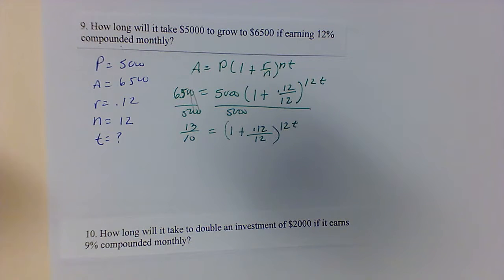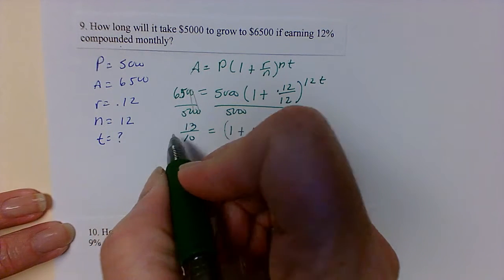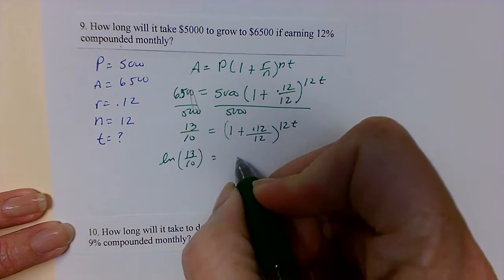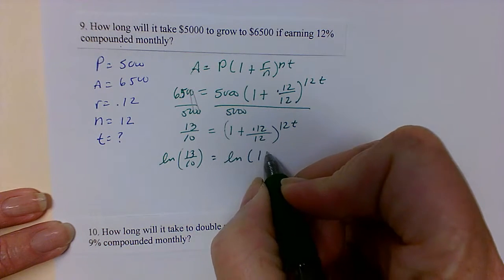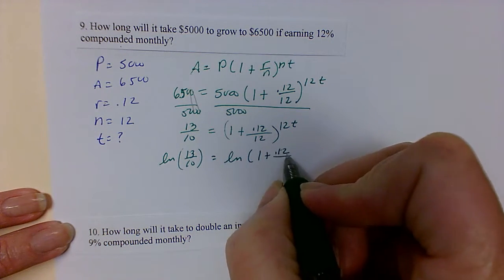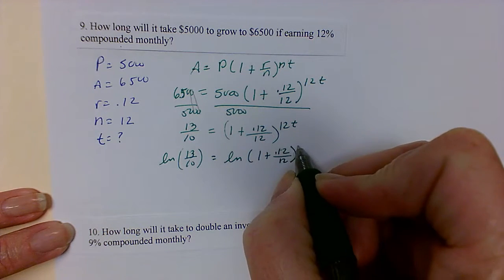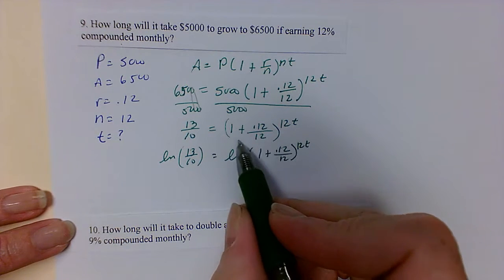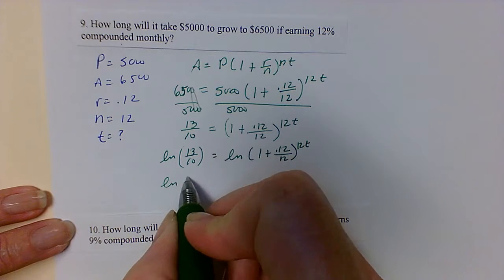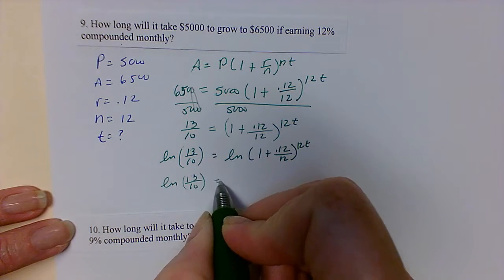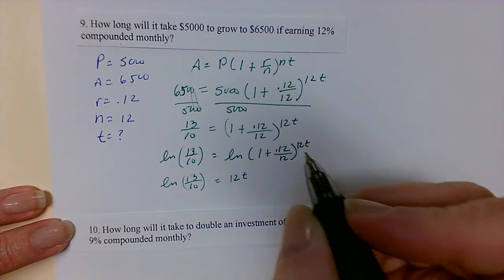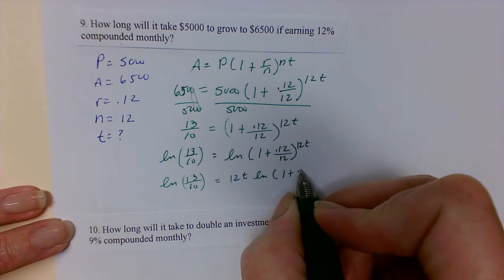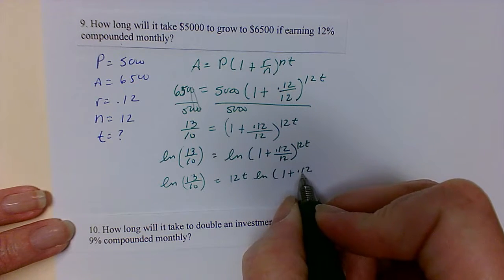So now what we're going to do is take the natural log of both sides. So we're going to get the ln of 13 over 10 is equal to the ln of 1 plus 0.12 over 12 raised to the 12t. So now we can bring our exponent out front. So we have the ln of 13 over 10 is equal to 12t times the natural log of 1 plus 0.12 divided by 12.